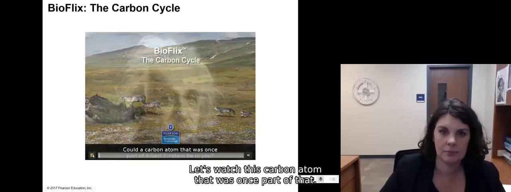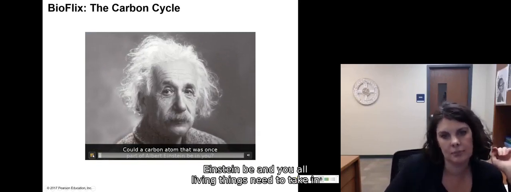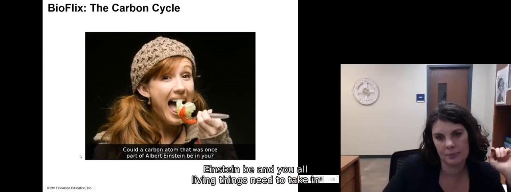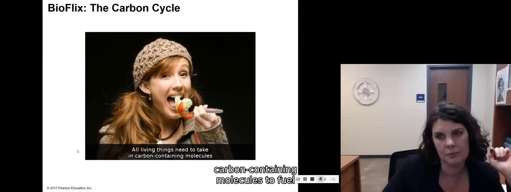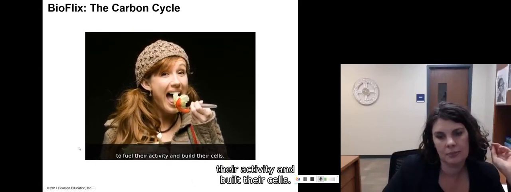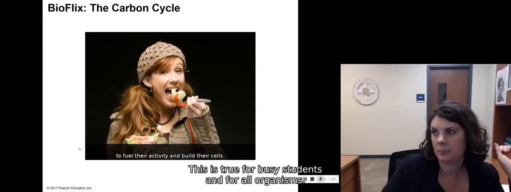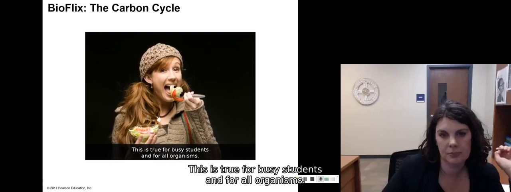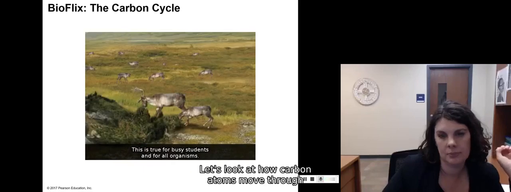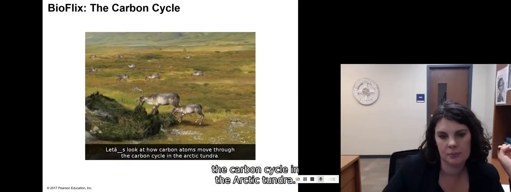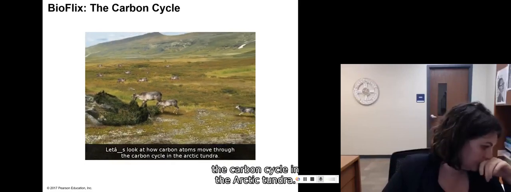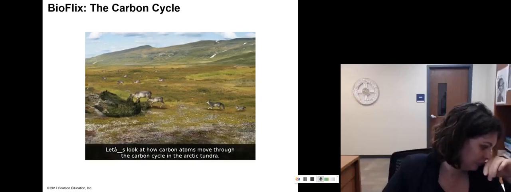Could a carbon atom that was once part of Albert Einstein be in you? All living things need to take in carbon-containing molecules to fuel their activity and build their cells. This is true for busy students and for all organisms. Let's look at how carbon atoms move through the carbon cycle in the Arctic tundra.